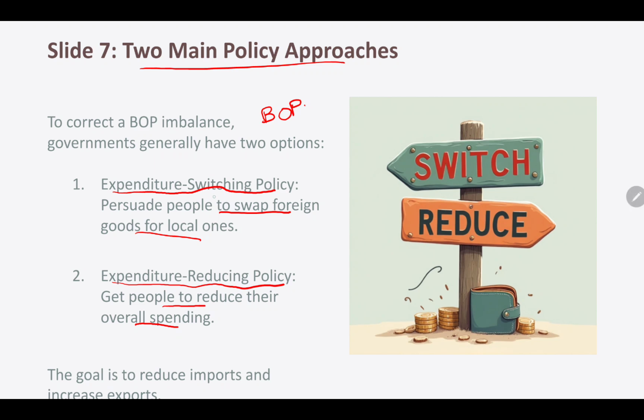Expenditure switching policy means we motivate people to use the domestic products rather than the imported products. Expenditure reducing policy gets people to reduce their overall spending. So, is it good to ask people to reduce their spending? No. Why will they listen to us?